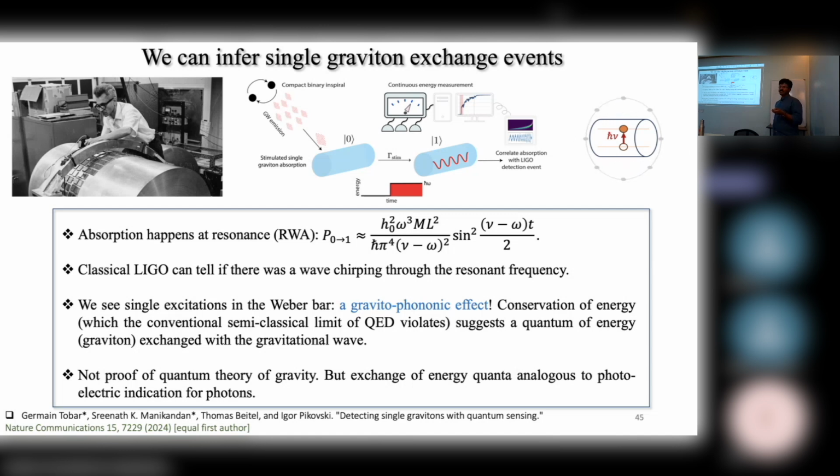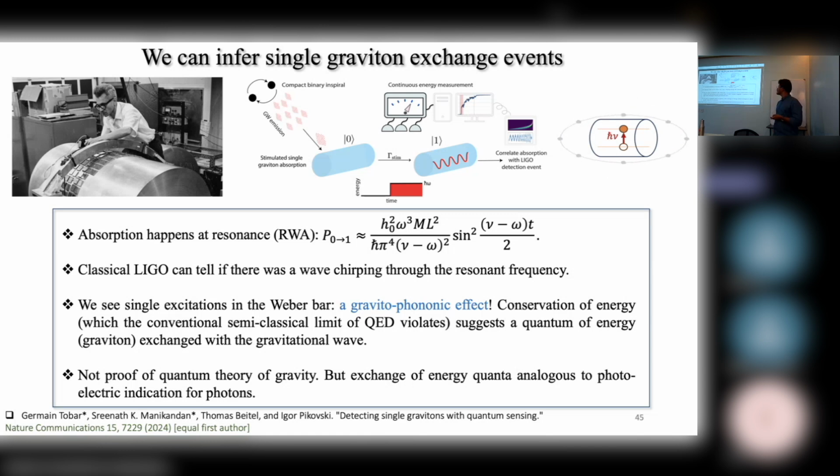Similar to the photoelectric effect, we would call this a gravitophononic effect, because it's gravitational radiation inducing a phonon-like excitation in the bar detector. This alone will not prove a quantum theory of gravity, but it will be an indication, just like the photoelectric effect was an indication for the existence of photons. But then I also told you about more things one can do, the statistics of radiation.